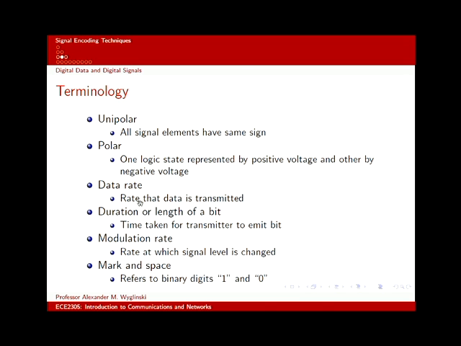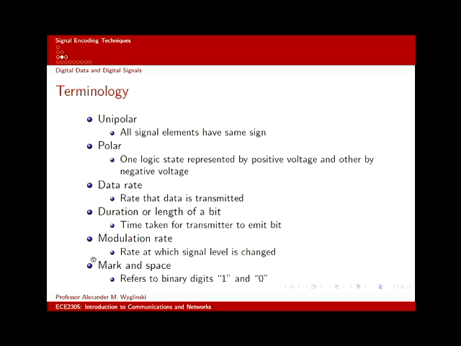You have data rate, which is the rate at which those ones and zeros encoded in those sampling instances, those signal elements, are being conveyed, transmitted, and successfully received in unit time. You have the duration or the length of a bit, which is how much time it takes to transmit one bit of information in that scheme. Modulation rate is the rate at which those signal levels change. This is very relevant in situations where you have multiple bits represented by a single amplitude: how quickly do those amplitude values change from one set of bit patterns to another set of bit patterns to another?